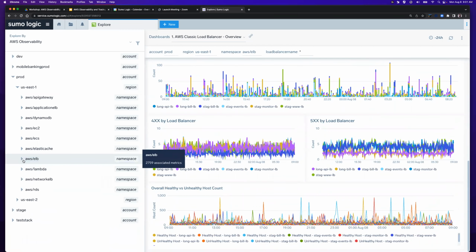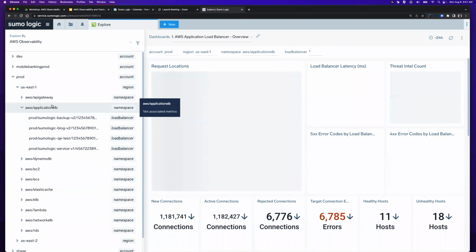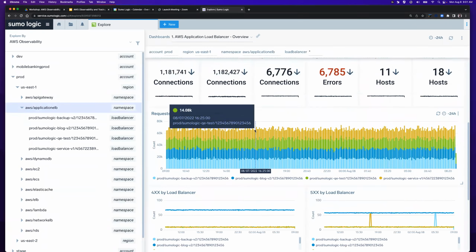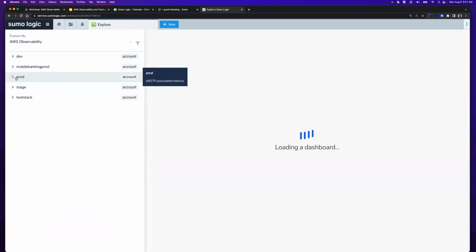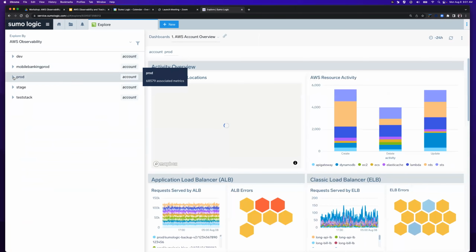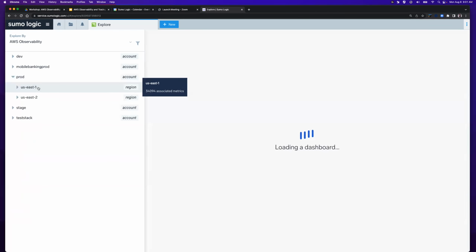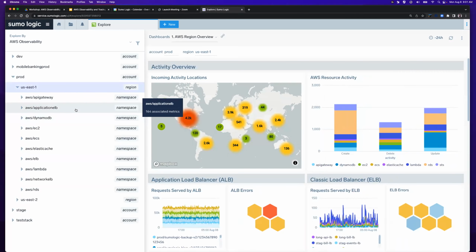Now, what I want us to do for right now, and I'm kind of crossing my fingers this works, but let's see. Perfect, or sort of perfect. What I want us to do is go to the production. So we should be under AWS Observability. We should be under prod. We should be under US East 1. And I want us to go to application ELB.